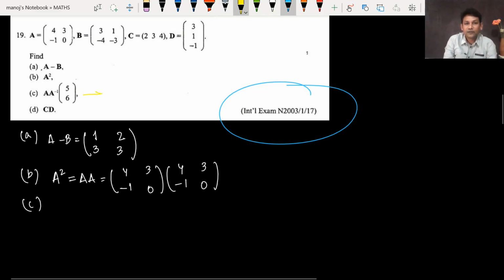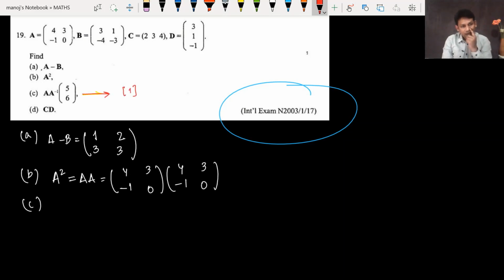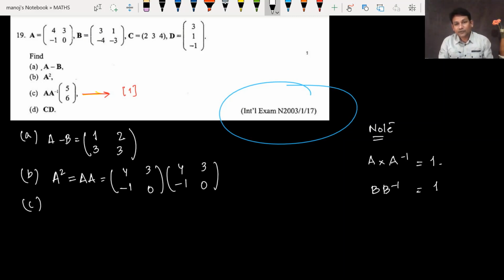This is a 1 mark question. How can you get the answer? For this purpose, I would like to write here, you should note that A multiplied by A inverse. What do you mean by A inverse? 1 upon A, cancel, the result is always 1. So it means 1. Just to remember, when you multiply A with its inverse, like B multiplied by B inverse, the answer is 1. Like C multiplied by C inverse, the answer is 1. So please keep in your mind, okay?